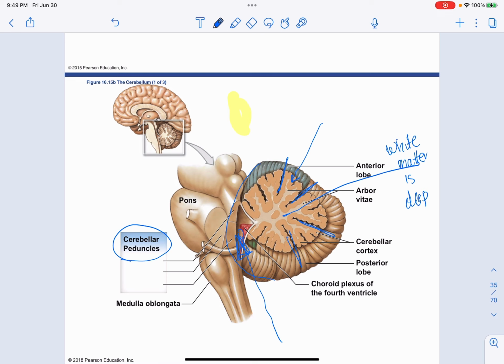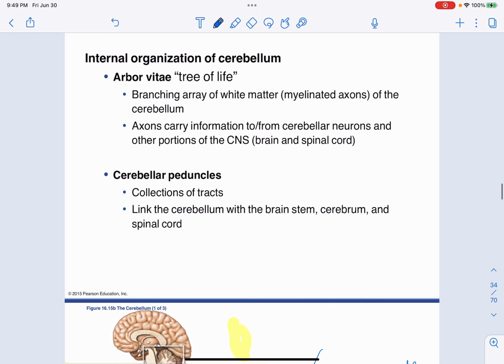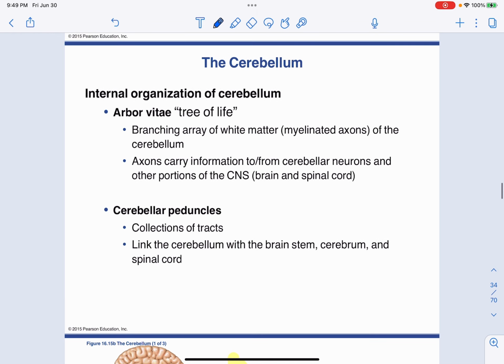The white matter takes on a very specific appearance in the cerebellum. It has this branching appearance, which gives it its name, arbor vitae, which means the tree of life. All right, so you can see this very nicely on dissection. So let's see, I believe I went over all of this. Sometimes I think it's better to go over it in picture format, so I didn't just read it to you.